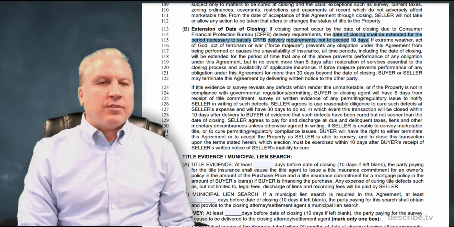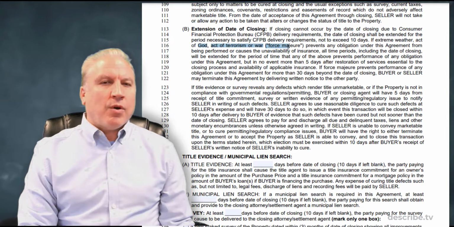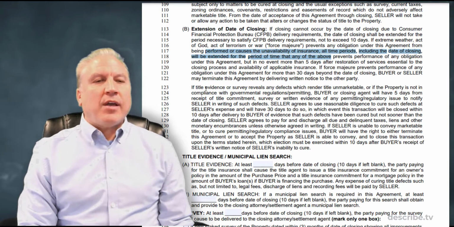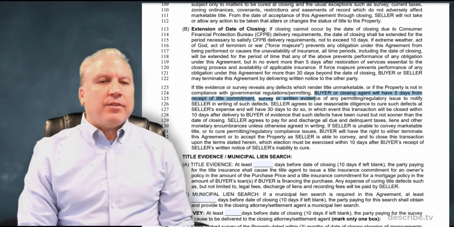No more than 10 days. If it's some outside force, terrorism, war, then there's a provision for that. If there's a title problem or survey problem that says there's defects, the buyer will have 5 days to notify the seller that those defects are there.